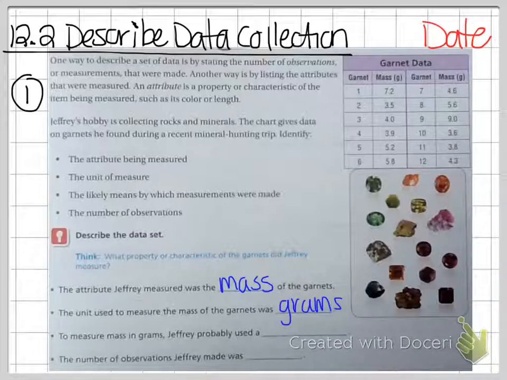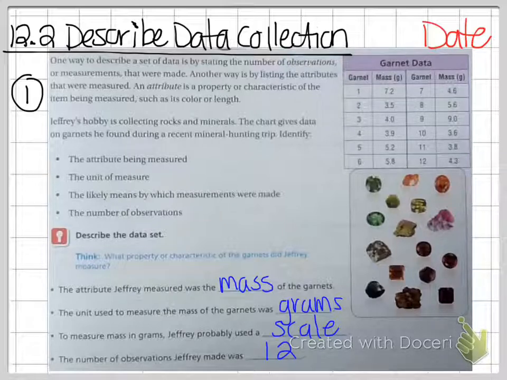And to measure mass in grams, he probably used either a balance or a scale to measure the weight. Scale. And the number of observations he made, let's see, he collected 12 garnets. So that was 12 items that he weighed.